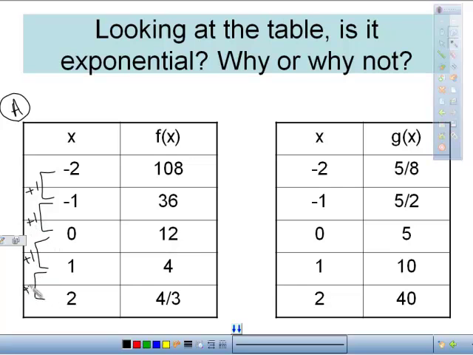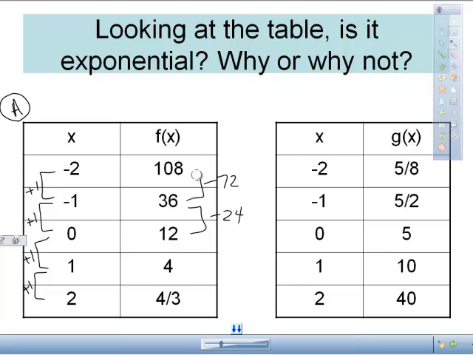Well, what happens to our values for f of x? Well, in this case, they're definitely decreasing. But are they decreasing by a constant rate? Well, let's determine. If I want to look at the difference between 108 and 36, we've subtracted a value of 72. But if I look at the value between 36 and 12, we've only subtracted a value of 24. So it's not a constant value that we're subtracting.